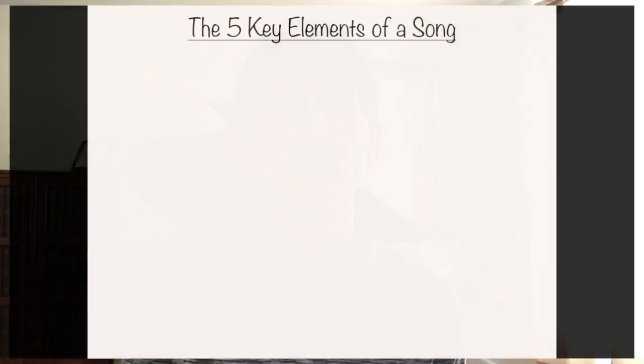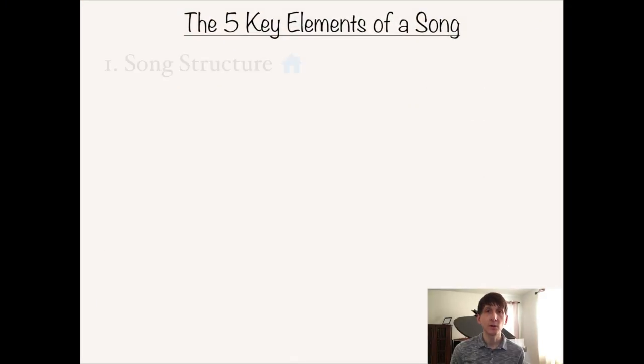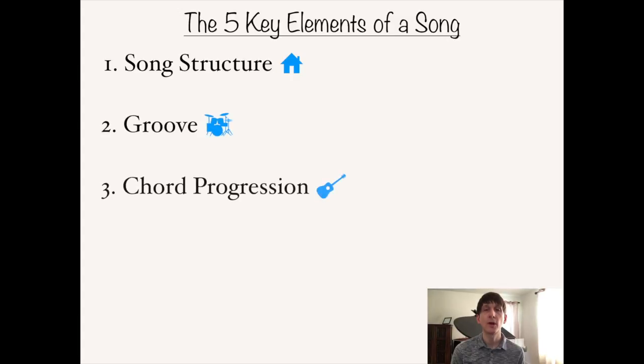So let's dive into this first video where we'll break a song down into its 5 key elements. These are the building blocks of a song, and our goal as songwriters is to utilize these elements in a synergistic way where they all fit together perfectly like a jigsaw puzzle. Each element has a unique role to play, and they each have their own goals that we'll talk about today. The 5 key elements are song structure, groove, chord progression, melody, and lyrics.